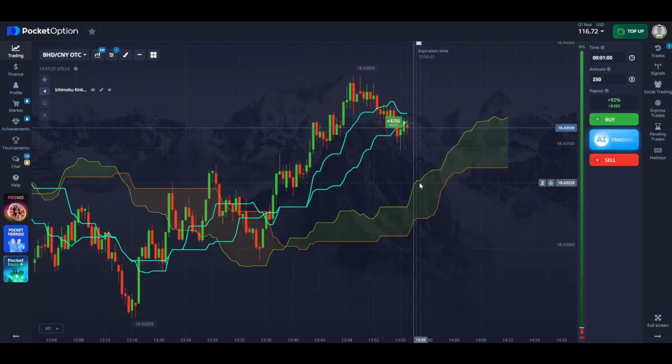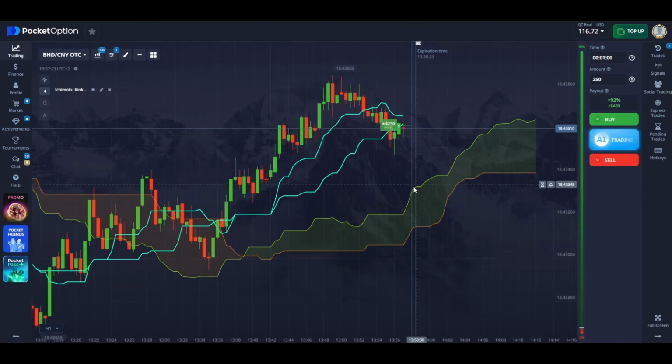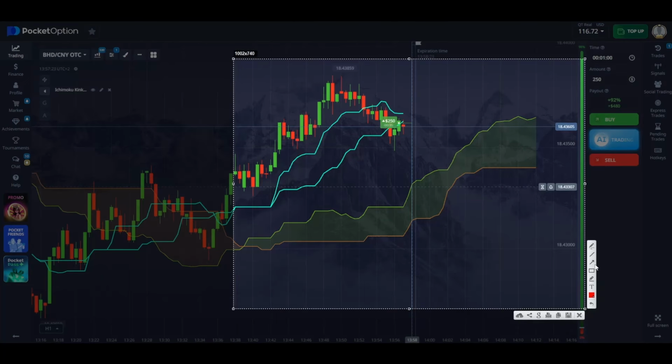The first situation is pretty logical. It's when the price is outside the market lines. So the lines are somewhere here, and the price is moving somewhere over here. In that case, just skip it and wait for the price to approach the market lines.